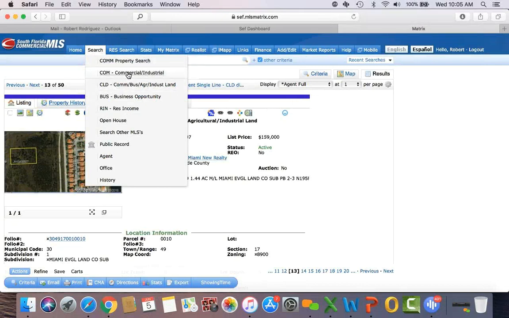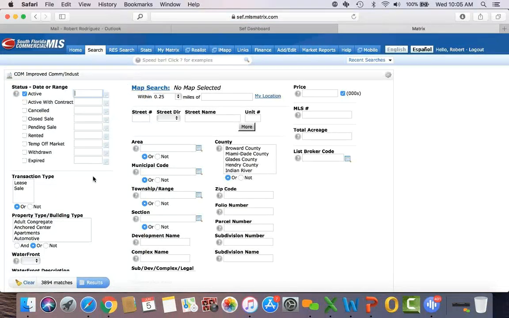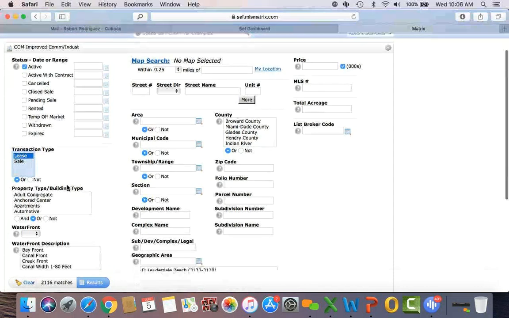Now we're going to go right into the search commercial industrial, which allows us to search all kinds of commercial properties. First, you determine what transaction type you're looking for. Are you looking to lease or are you looking to purchase? Let's go ahead and hit lease.